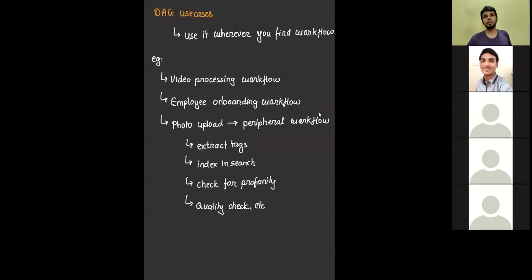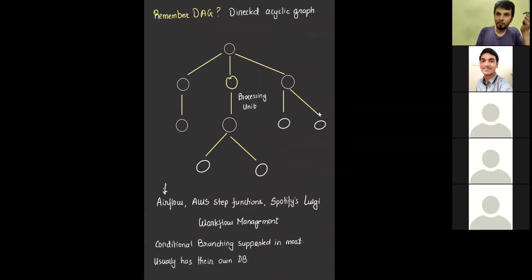Okay. So DAG use cases: we would use it at any place where you would need a workflow. I'll give you examples. Video processing workflow is what we're discussing right now. Think about employee onboarding. Let's say a new employee joins an organization. I want to create an email account, a Slack account, and maybe post a message on Slack, right? I want to do these 3 things. Once the email is created, I want to send him or her the welcome email, right?